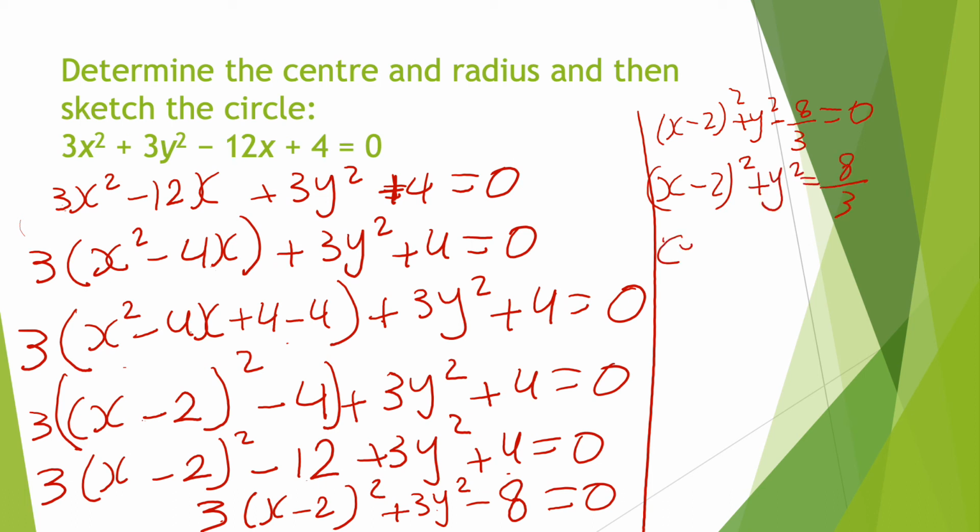So that means the center is (2, 0), and the radius is the square root of 8/3. And then you can sketch it.